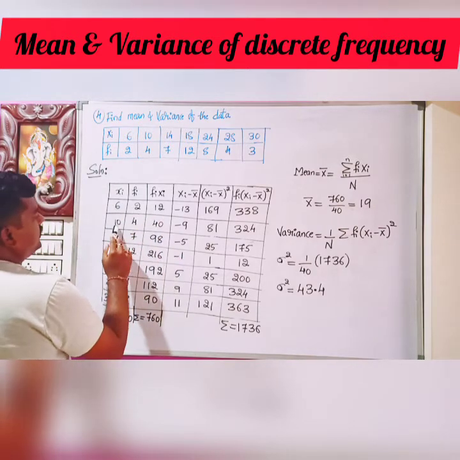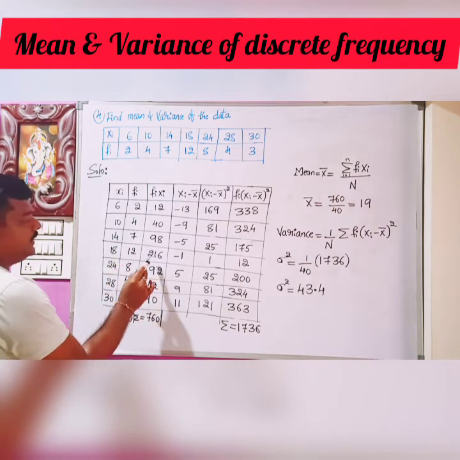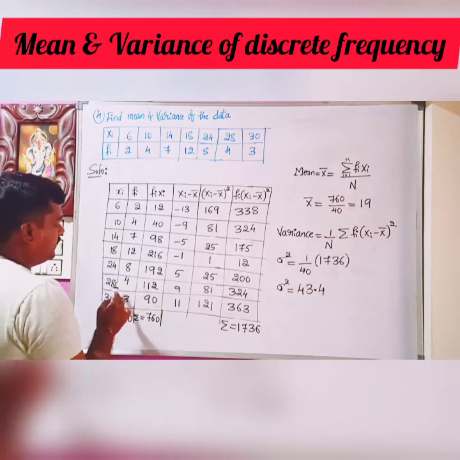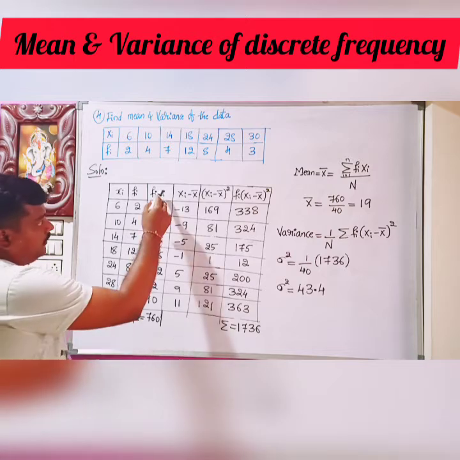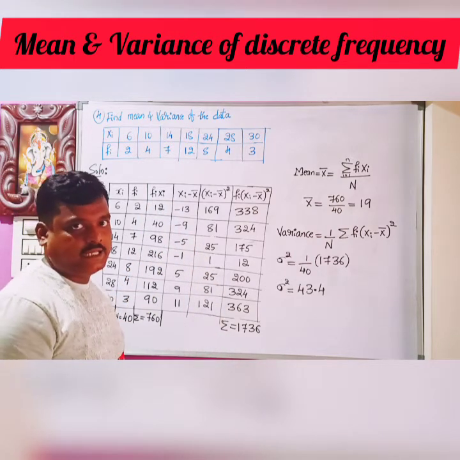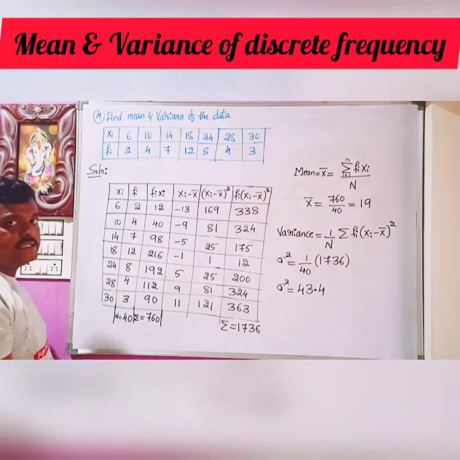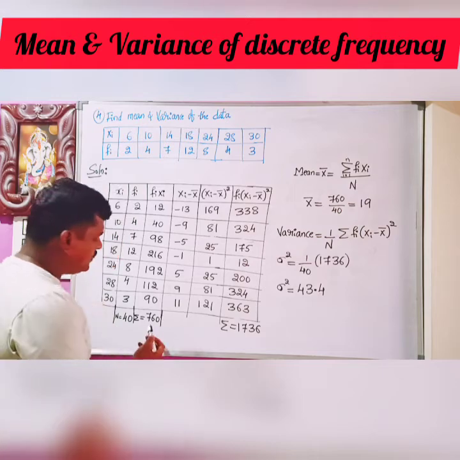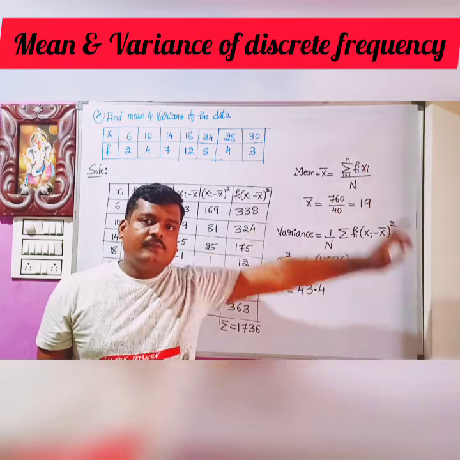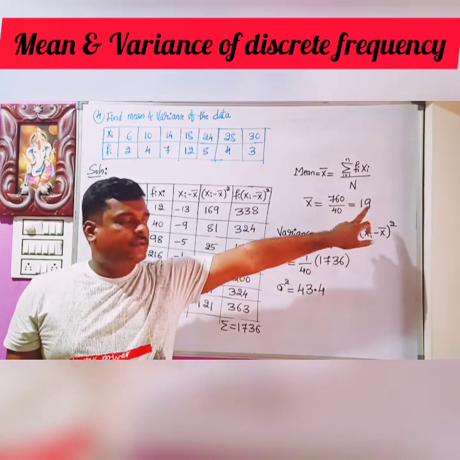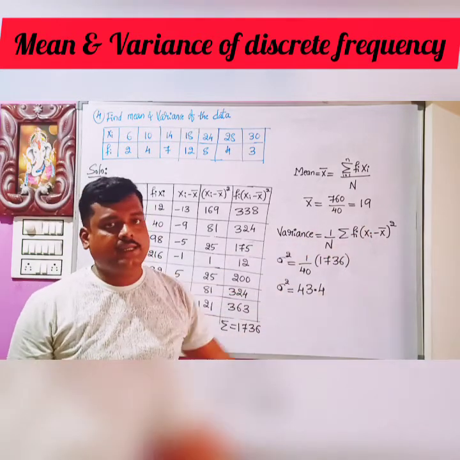6 2s are 12, 10 4s are 40, 14 7s are 98, 18 into 12 is 216, 24 8s are 192, 28 4s are 112, 3 30s are 90. Now we need the sum of fi and xi. Sum of fi into xi is 760. Sum of frequency is 40. These two we use to find the mean. What is the mean formula? Sum of fi xi divided by n. Yes, this is 760 divided by 40, which gives 19.